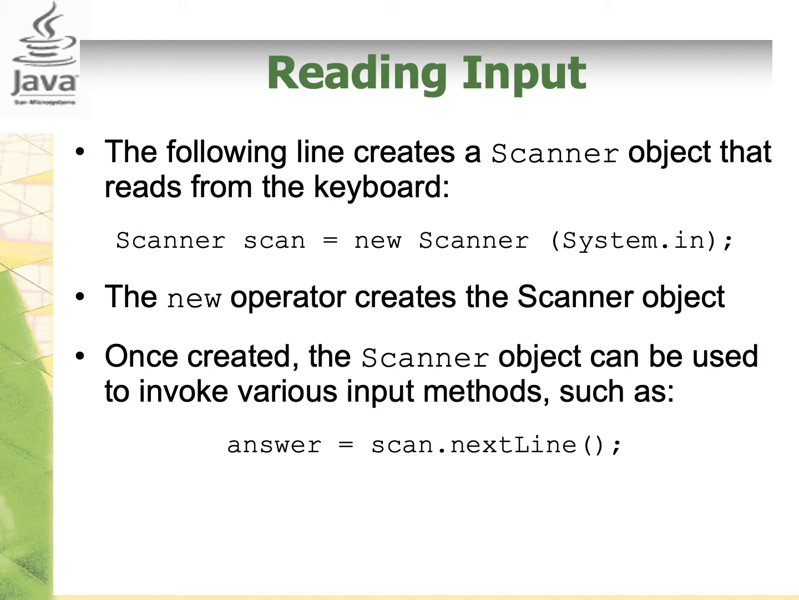The new operator creates the Scanner object. Once created, the Scanner object can be used to invoke various input methods, such as answer = scan.nextLine(). nextLine is a method that takes in what the user typed from the keyboard. What data type do you think variable answer is? If we check the API of nextLine within the Scanner class, it states that the method will return a String value, so variable answer would be of type String.